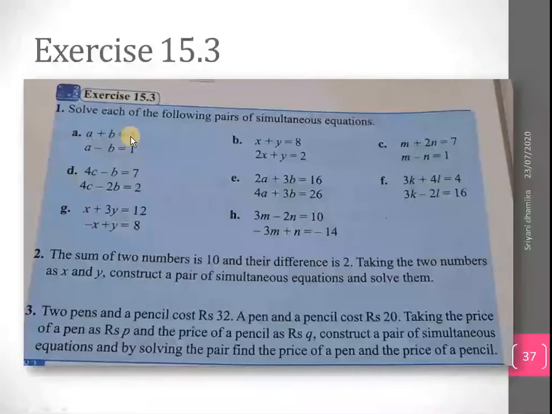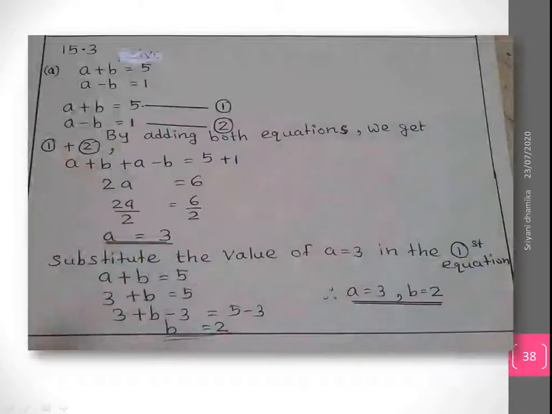A plus b equals 5, a minus b equals 1. Here you can observe this pair of equations: positive b, negative b. By adding these two equations, we can eliminate the term b. So these are the steps in this question.